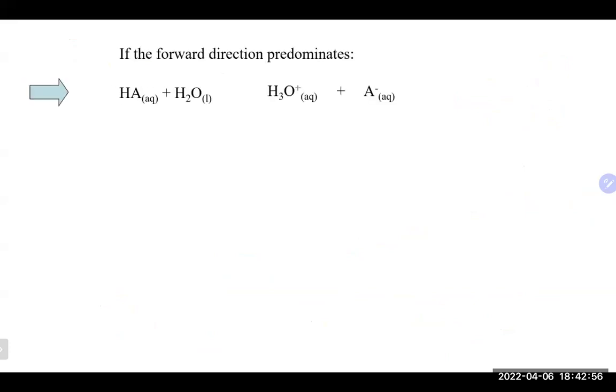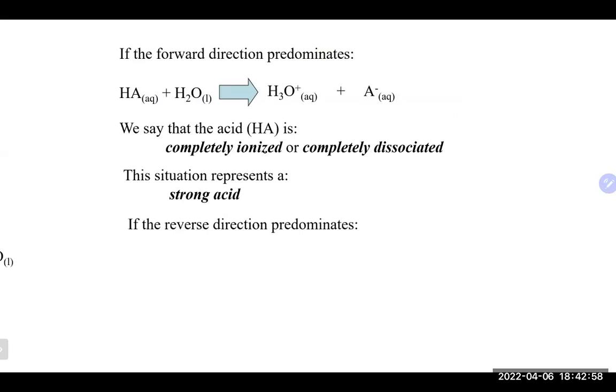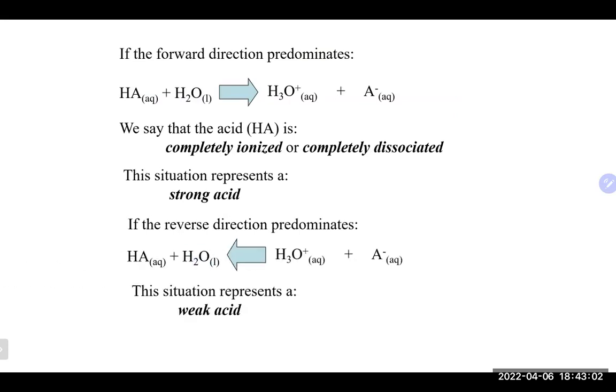Now, if the forward direction predominates, the giant arrow, that is a strong acid, and a strong acid, as we mentioned, is sometimes referred to as being completely ionized or completely dissociated. Those are really big words to say. It falls apart 100% into ions is really what that means. So again, our hydrochloric acid will 100% break apart into ions.